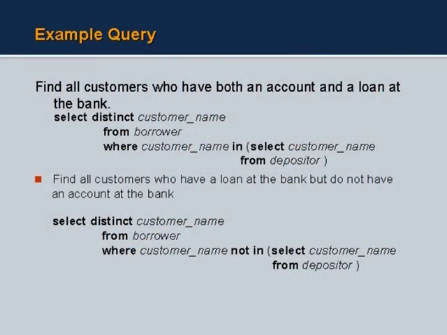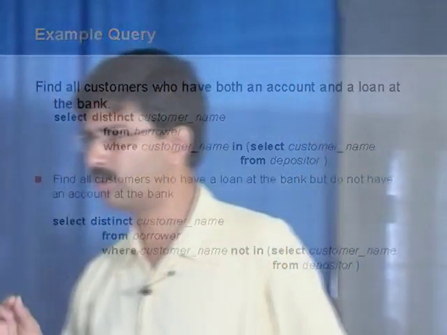Now here is another way of doing it. Select distinct customer name from borrower, where customer name in select customer name from depositor. So what is this in clause doing? The in clause takes a value and sees if it is in a set. Now what is this subquery here, select customer name from depositor, what is it going to return? It's going to return a set of names which are there in depositor. So now I'm going to take customer names from borrower, and if it also is there in the depositor customer names here, then it is output.